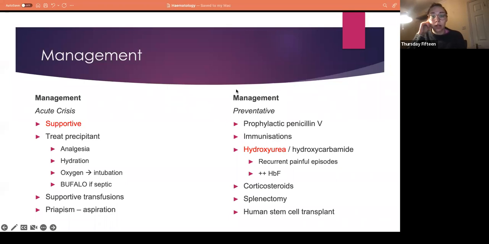In terms of long-term preventative management, you can give prophylactic penicillin V to prevent those encapsulated organisms causing infection. It's really important that these patients get regular immunizations, especially their pneumococcal vaccine. Hydroxyurea or hydroxycarbamide, people might be eligible for that if they've got recurrent painful episodes, and it will increase your circulating fetal hemoglobin, which is better than the sickled one. You can treat with steroids and a splenectomy, and then, as I said, a stem cell transplant is the only thing that would cure it.